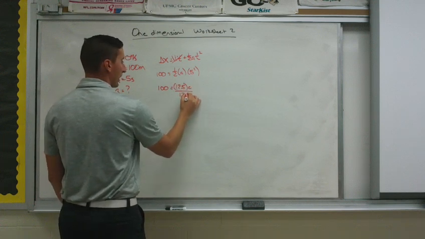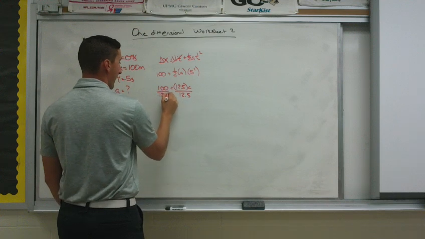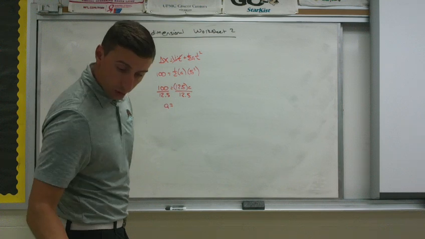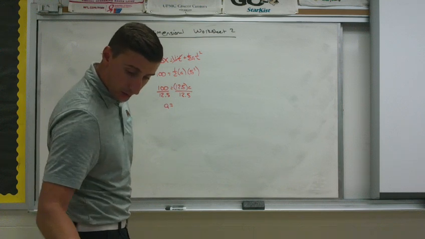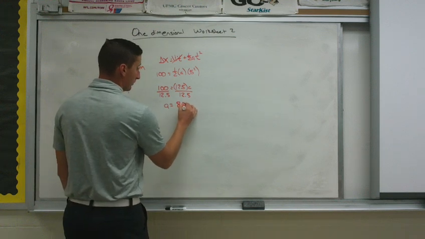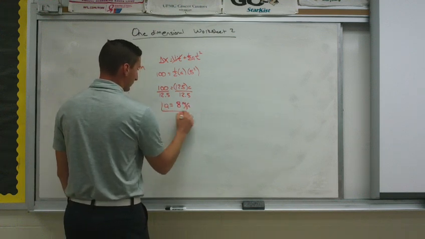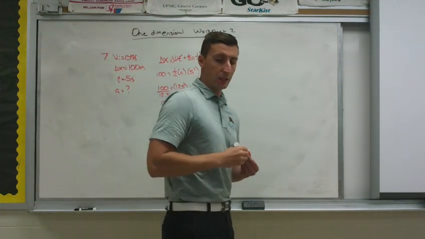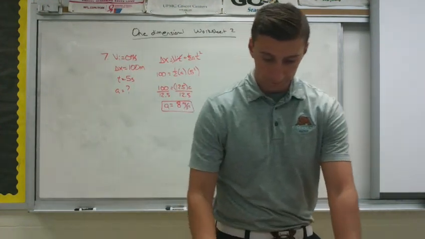Divide by 12.5. A equals 100 divided by 12.5, which is 8 meters per second squared. Okay? Again, another straightforward, easy problem. This one shouldn't have been that hard.